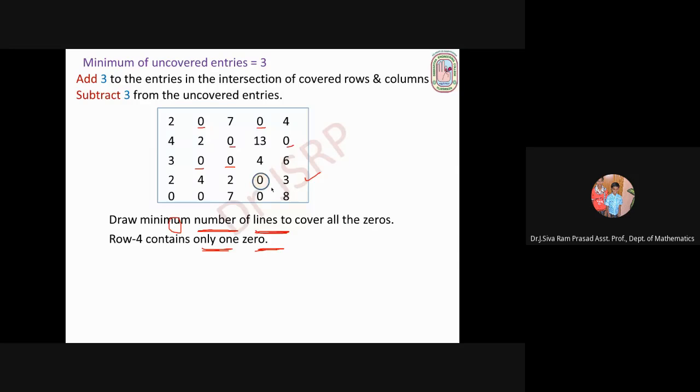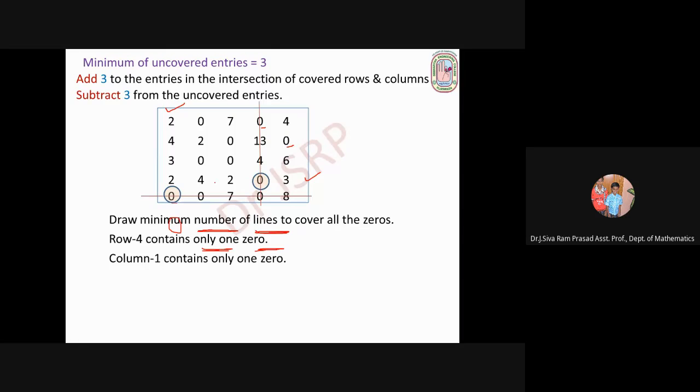Circle that 0 and fix column. So draw vertical line. Next, fifth row contains 2 zeros. So skip fifth row. Still there are zeros not covered by lines. So go to columns. Observe first column. First column contains only 1 zero. So circle that 0 and fix column. Sorry, for column we have to fix row. So cross off row 5.